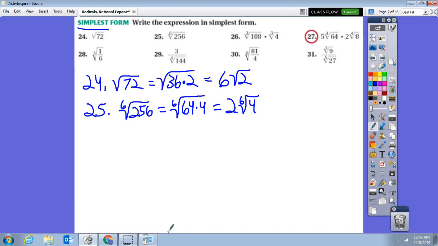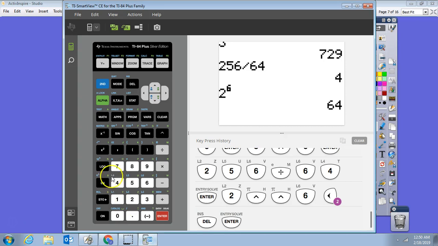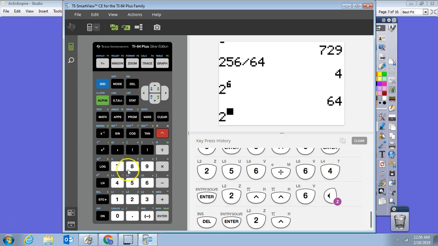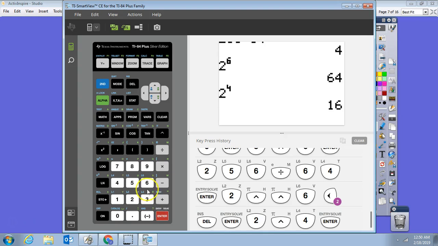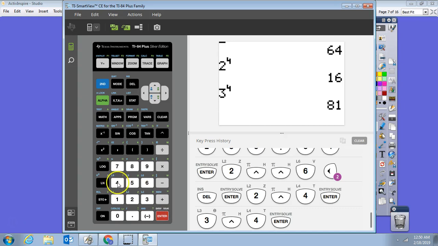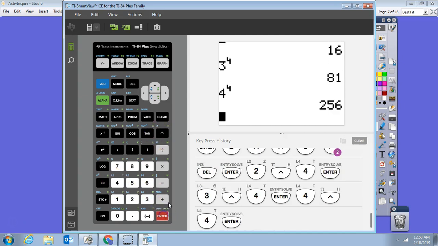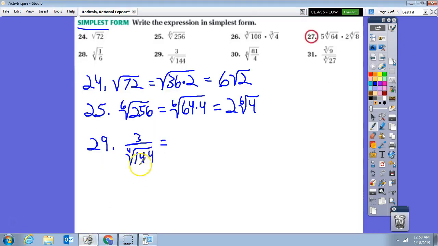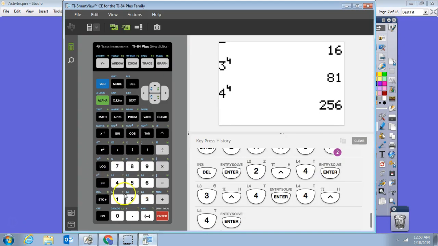When I am dealing with things like number 29, you're not going to have a whole bunch of these that are extremely ugly like this. But the 4th root of 144, I want to see if I've got any perfect 4th powers that divide into 144 first. 2 to the 4th power is 16. 3 to the 4th power is 81. 4 to the 4th power is 256. That's already too big. So I take 144 and I divide it by 81.